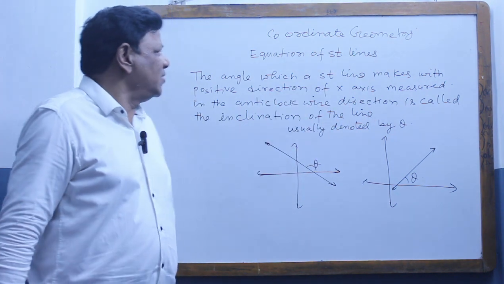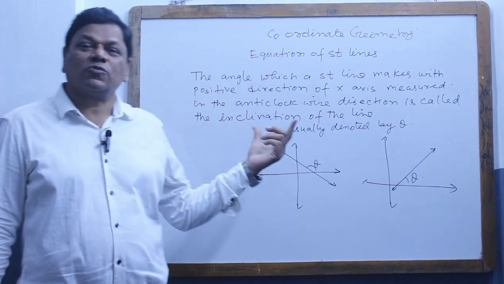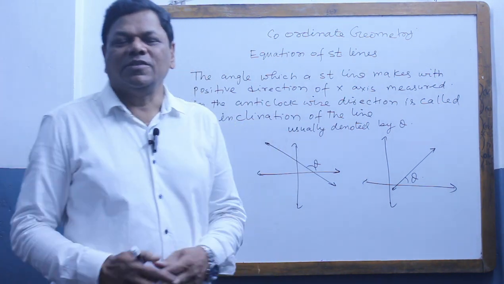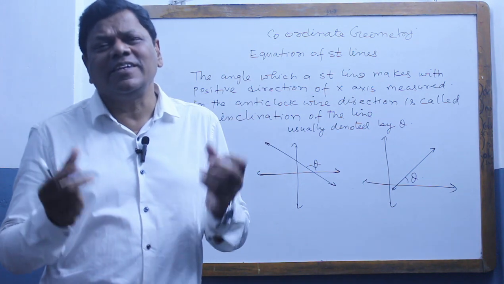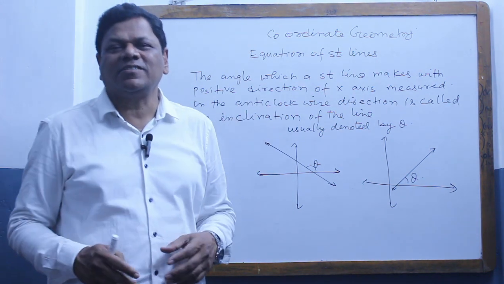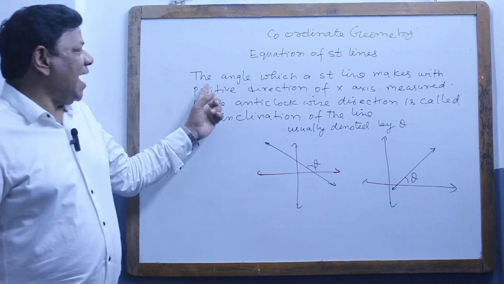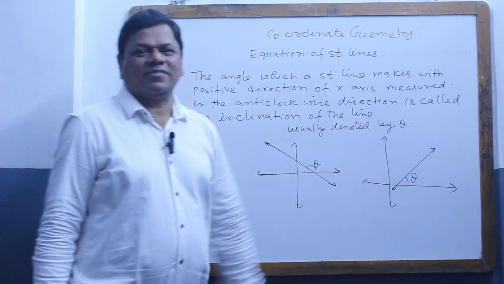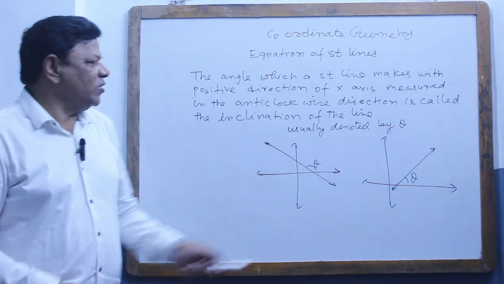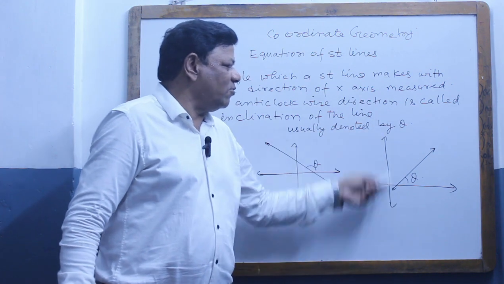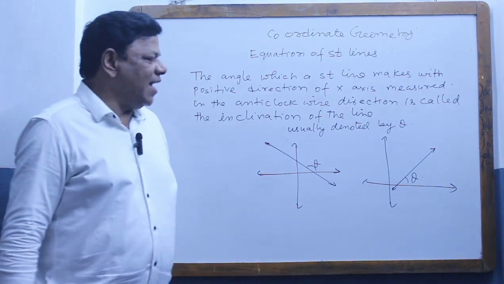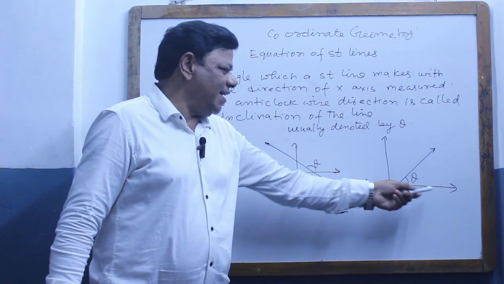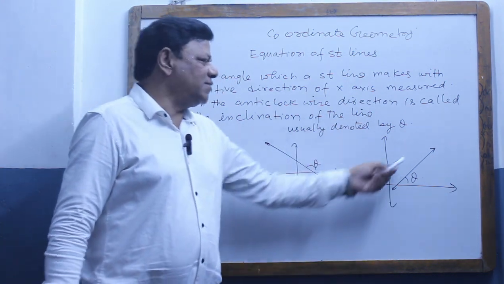Now we are going to learn first slope. It is very important. What is slope? Or what is gradient? Or what is inclination? That we have to understand from here. What is the angle which a straight line makes? A straight line is there. This is a coordinate. Sorry, it is the x axis and it is the y axis. And this is the first quadrant.